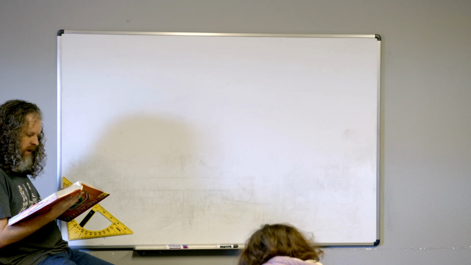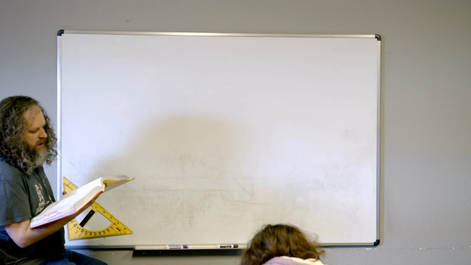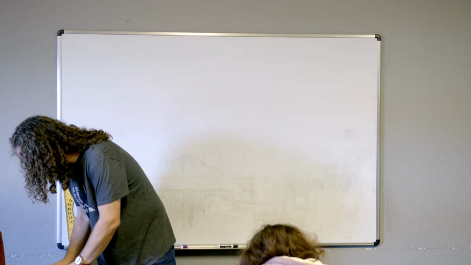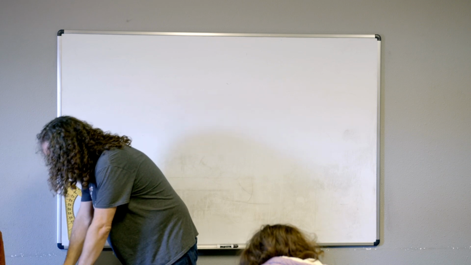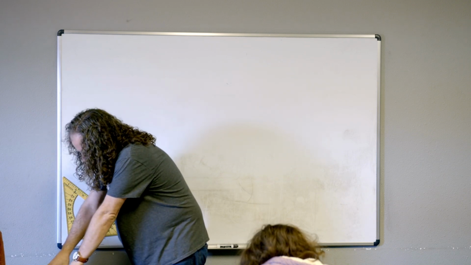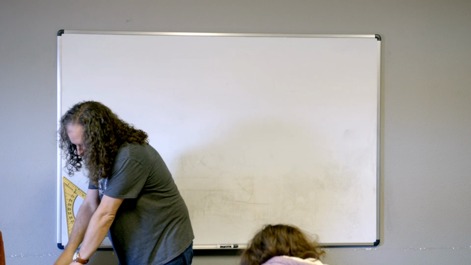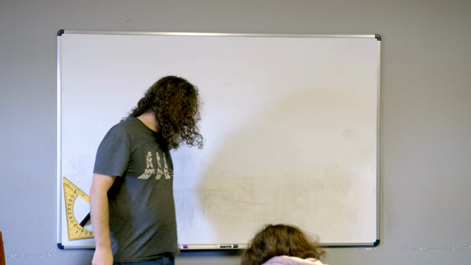Okay, great. 8. If the secant of theta equals 8 and tangent of theta equals 3 times square root of 7, find the cosecant of theta. So, what should we do?